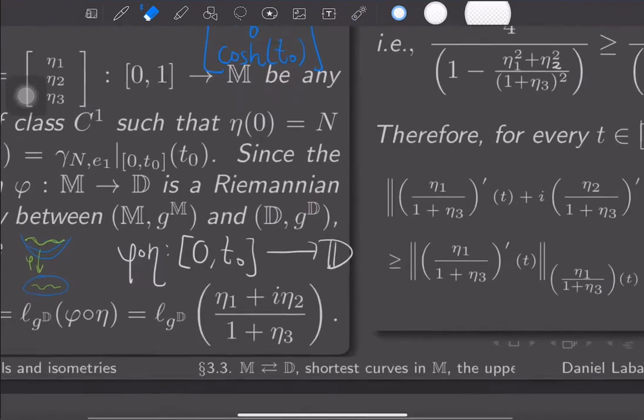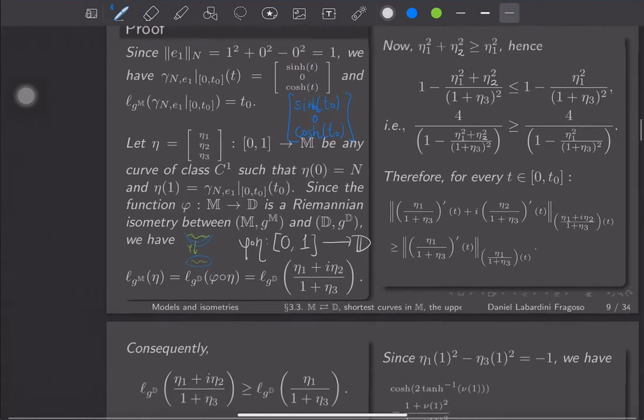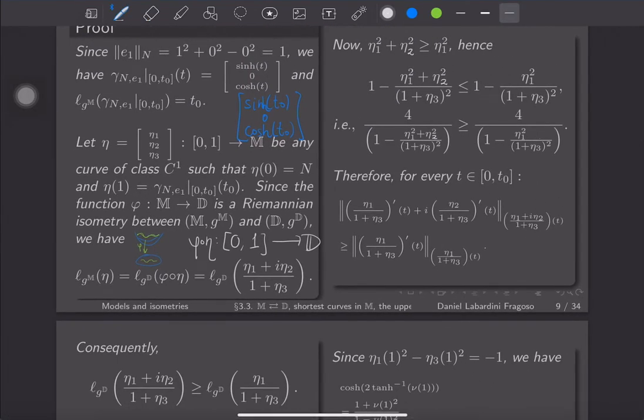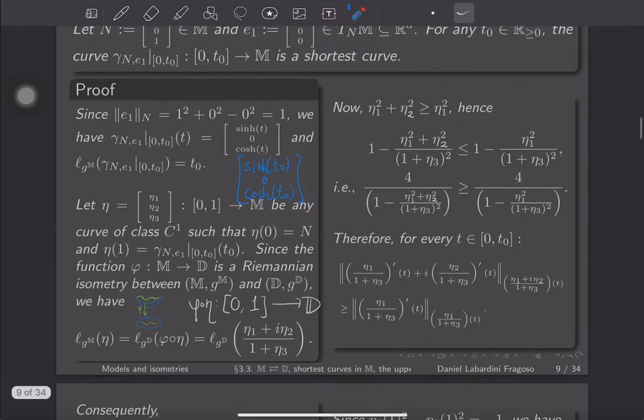Yes, you are completely right. I'm sorry. The one defined in 0 is this other one. It's this other curve.